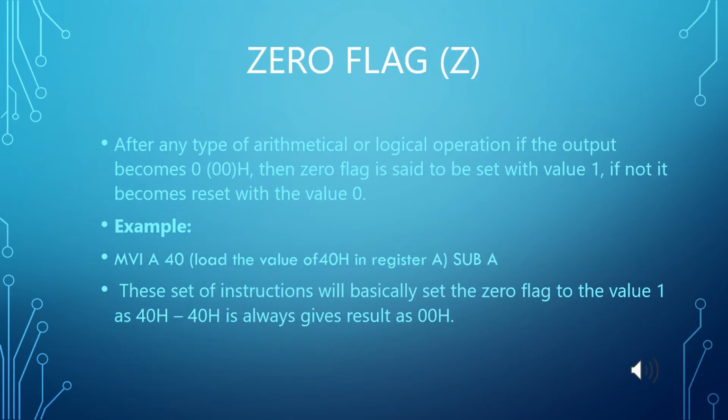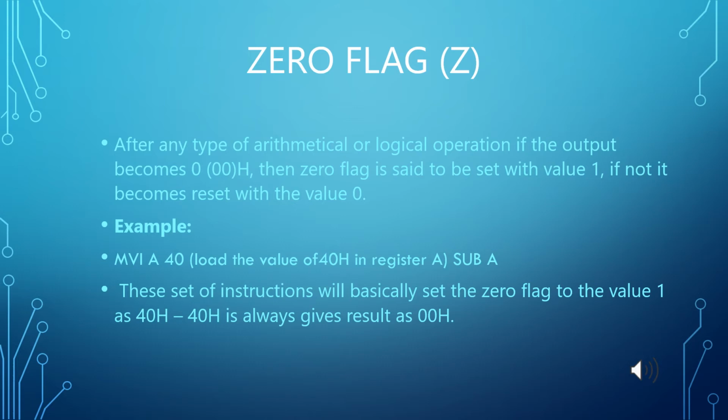Now we are going to see the zero flag, Z. After any type of arithmetic or logical operation, if the output becomes 00H, then the zero flag is said to be set with value 1. If not, it becomes reset with the value 0.